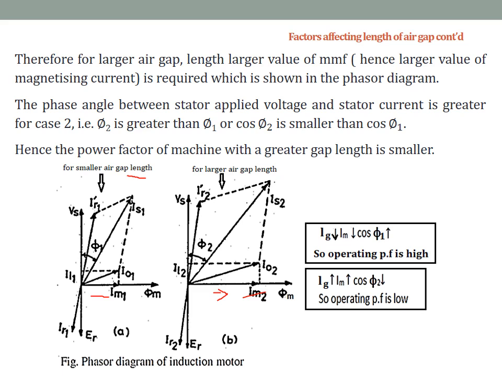So what it indicates is that for smaller air gap length, the operating power factor will be high. For larger air gap length, operating power factor will be low. So when a customer asks to design a machine with high power factor, we should minimize the air gap length. Air gap length should be minimum. For that, we should see what kind of manufacturing techniques we have. According to that, we have to manufacture the machine so that we can have a minimum air gap length and higher power factor.